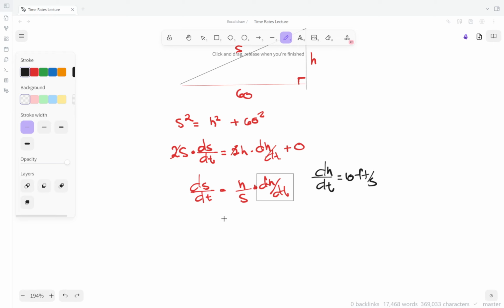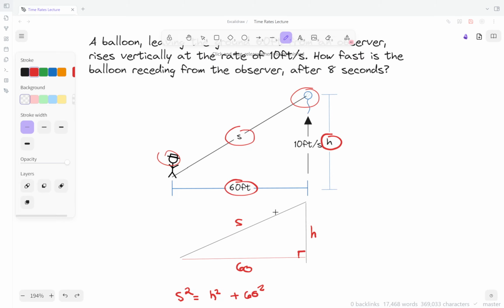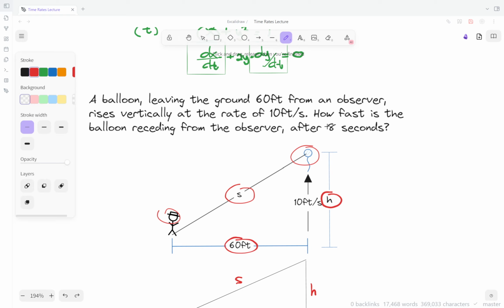Now, let me change the color first for consistency. We have h over s, multiplied by 10. The problem doesn't state that the rate changes over time, so we assume that dh/dt is a constant value of 10 feet per second. The next thing you have to know is the value of h and the value of s. You can find that from the problem itself, because it stated that we need to measure the rate after 8 seconds.